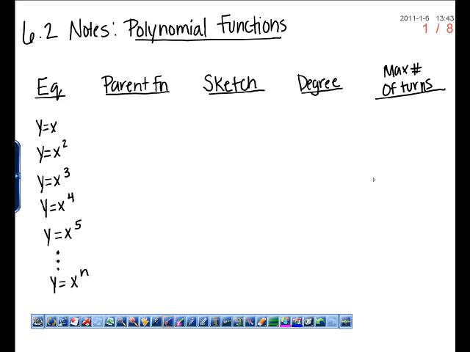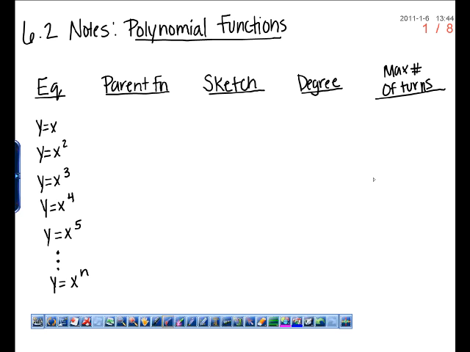All right, so the first column represents the equations that we're going to talk about. The second column, what do you think "parent fn" means? Parent function. That fn means parent function, so we're going to talk about what parent function it's part of. Then we're going to draw a very rough sketch. We're not drawing exactly what these graphs look like. We're just drawing a sketch of what they could possibly look like. Okay? We're going to learn what a degree is, and we're going to talk about the max number of turns for each one. Okay? So, let's start off with one we know real well.